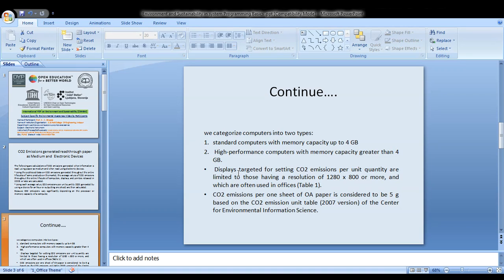Then display devices also play an important role. So display devices with resolutions, we can consider for the CO2 emission calculation purpose. So these are the CO2 emission calculations we calculated, based upon the 2008 report.